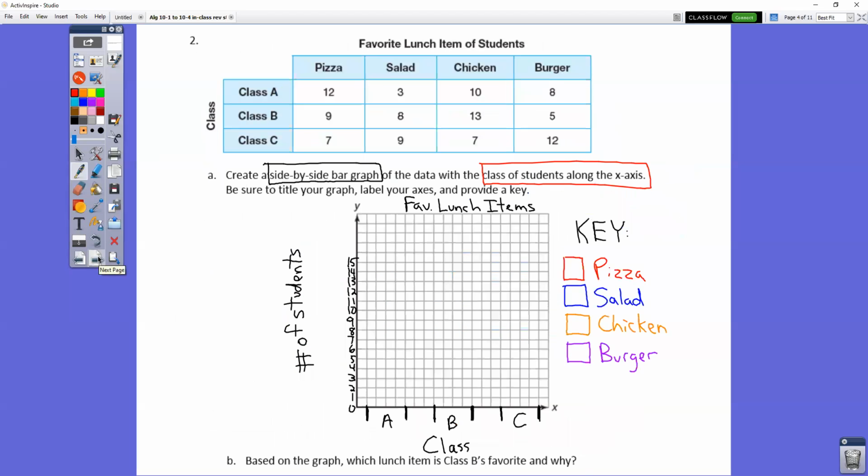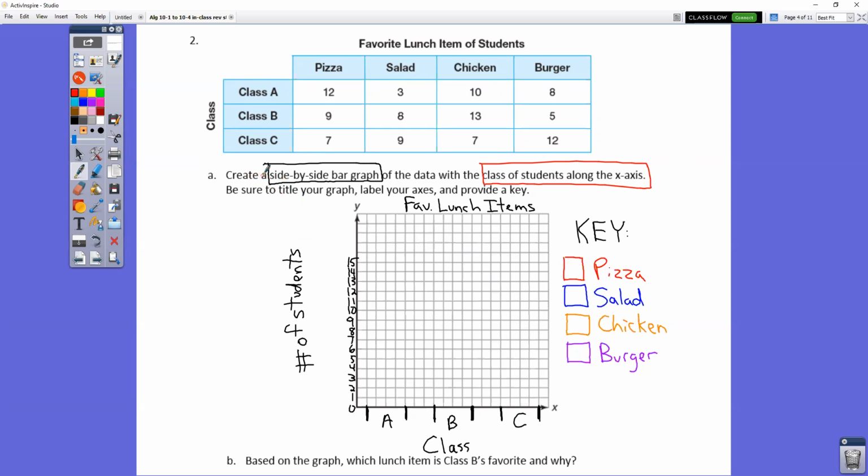Moving on to the next one. You are going to have to draw a side-by-side bar graph or a double bar graph. The axes will already be set up all for you. It will be labeled already. All right. You need to fill out your key. Pick out what colors you're going to use, or what designs you're going to use, things like that.